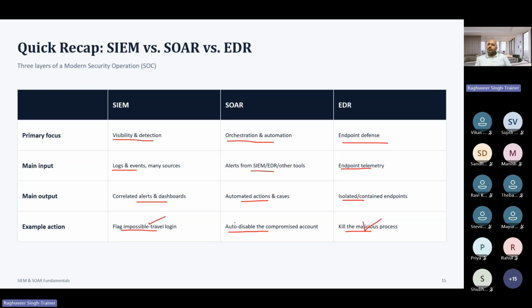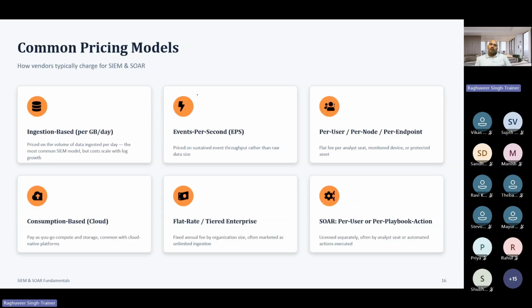And what will SOAR do? SOAR will pick up that activity, quickly enrich it, and identify the IP address, the identity involved, and the domain involved. If there is any C2 activity, command and control server activity, it will disable that user. It will block that IP address, URL, and domain. So that's how all of these tools can work together as an XDR solution, and that's what most organizations are using.